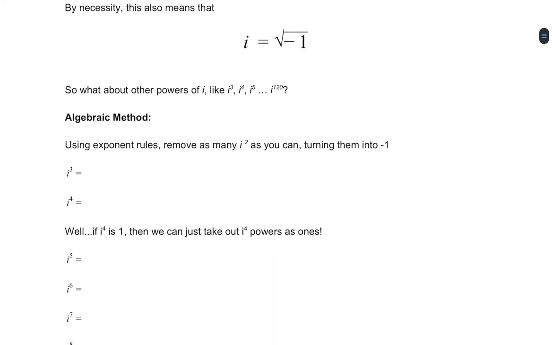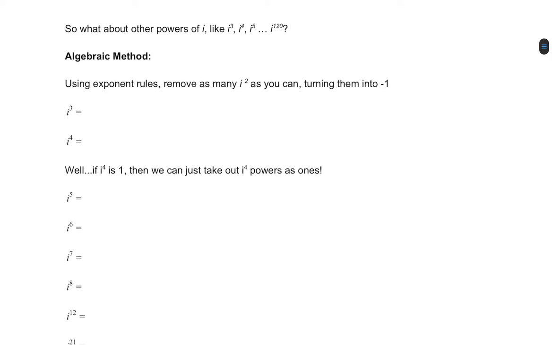If we apply our exponent rules, remember if you have x to the a times x to the b, if we multiply two of the same base with different exponents, we would add their exponents. So x cubed times x to the fourth would be x to the seventh because it's 7 x's being multiplied together. Let's take a look at i to the third. Well, i to the third is i squared times one more i. And since i squared is -1, this is just going to be -i.